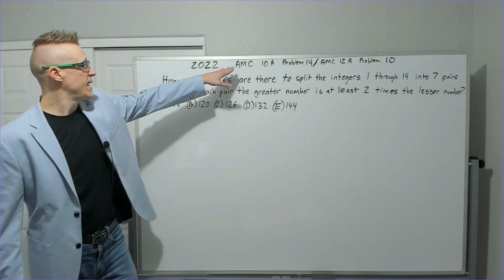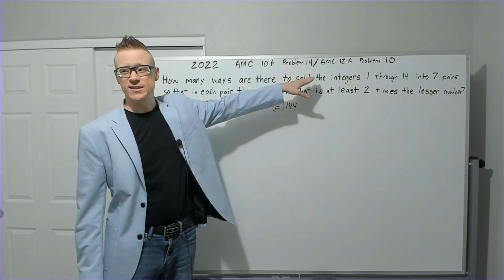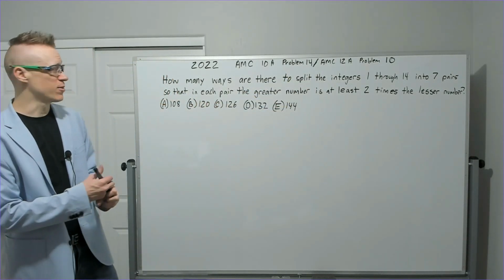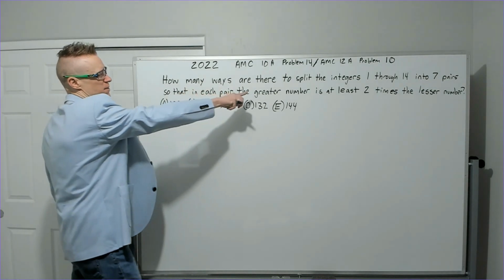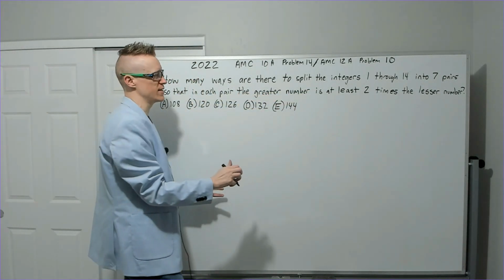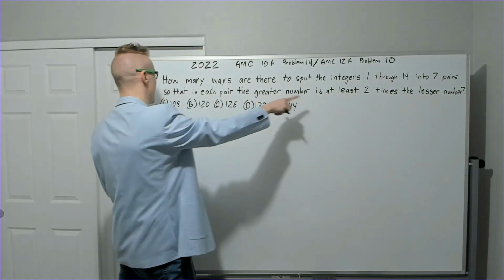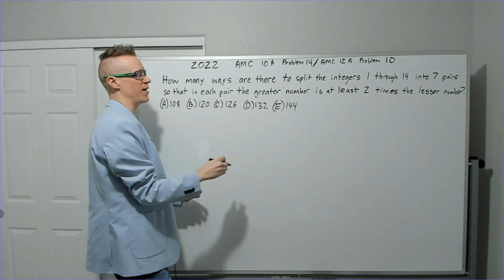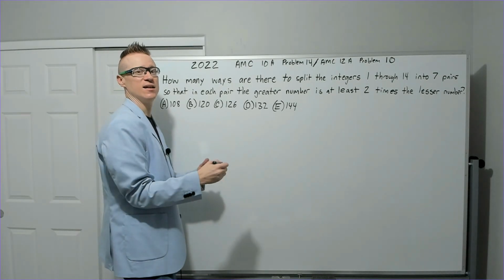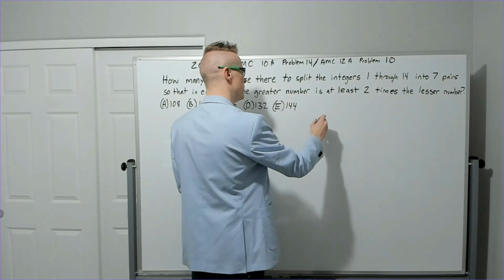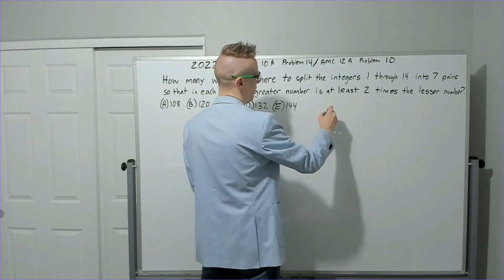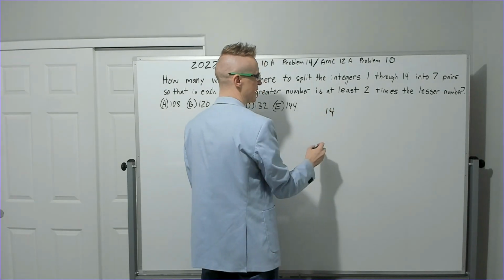Okay, now we're going to do the AMC 10A problem 14 and the last problem of the set for 12A, problem number 10. How many ways are there to split the integers 1 through 14 into 7 pairs so that in each pair the greater number is at least 2 times the lesser number? So a little bit hard to tell kind of how we would approach this. I would probably start thinking about 14.